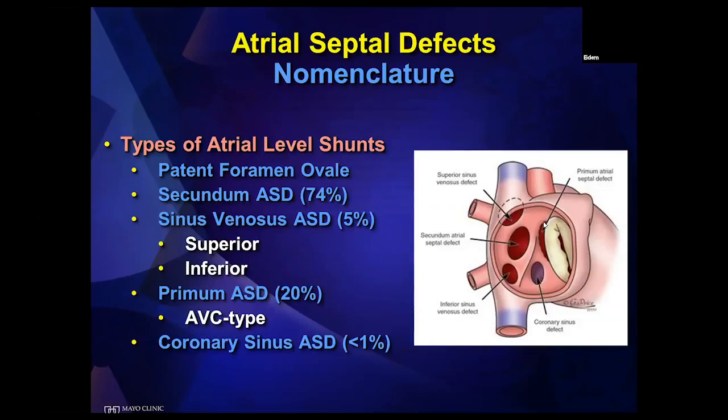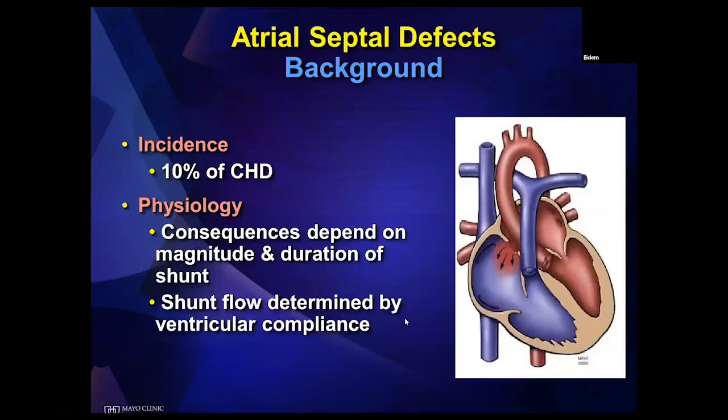With a primum ASD, we lose that atrioventricular septum so that the AV valves are located at the same level. So the mitral and tricuspid valves are located at the same level. This is also known as an AV canal type ASD. And finally, a coronary sinus ASD, or an unroofed coronary sinus, is the least common type of atrial septal defect, occurring in less than 1% of patients.